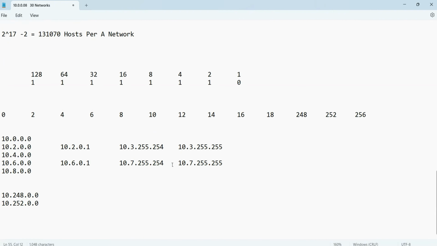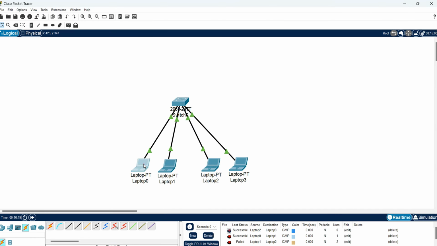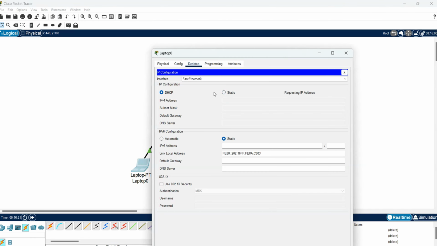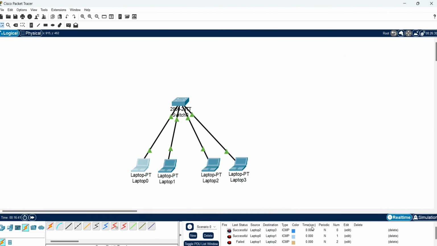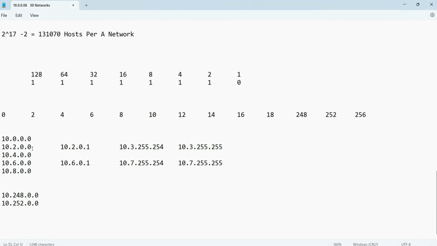Okay, that's good. Let me go ahead and see if I could put 10.2.0.0 as an IP address. Okay, well, I need to change this to a 254.0.0. Doesn't work. Okay, well, if I put 10.2.0.1, that's the first host. And this one is a 254.0.0. This is fine. 10.2.0.1 is fine. That means it belongs to what? The 2 network.